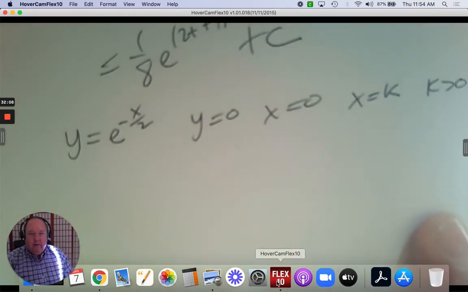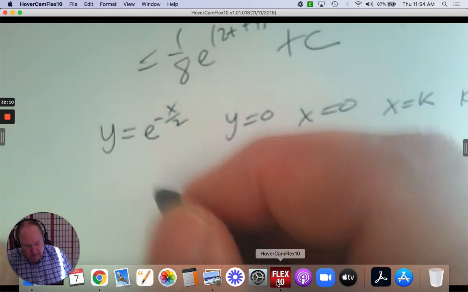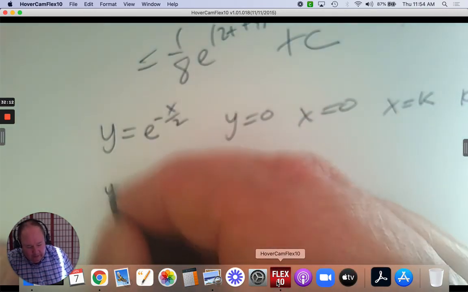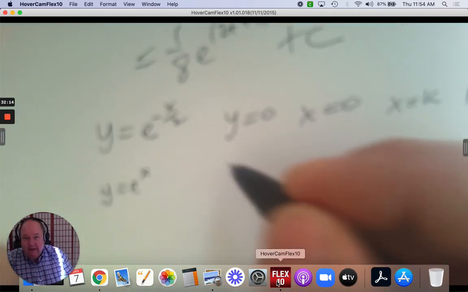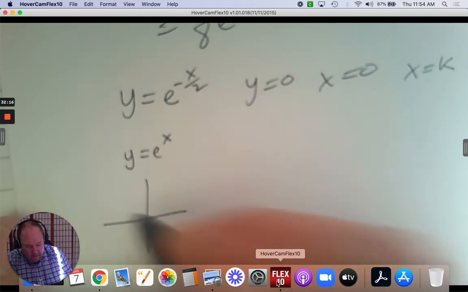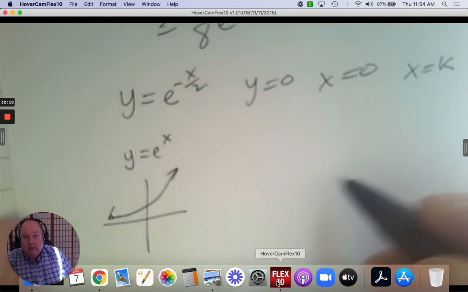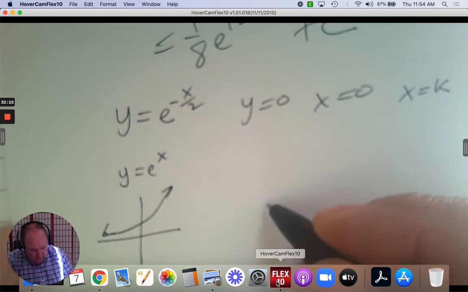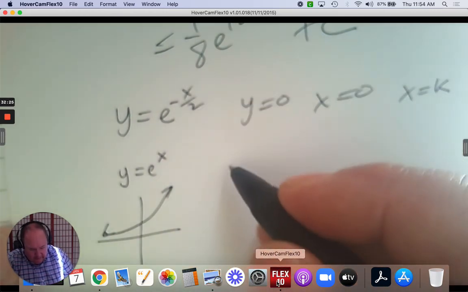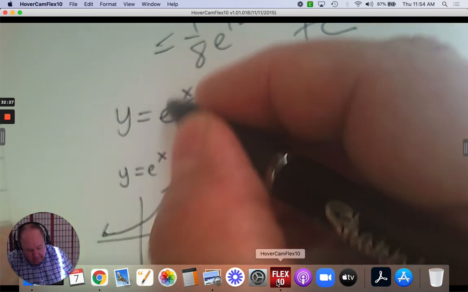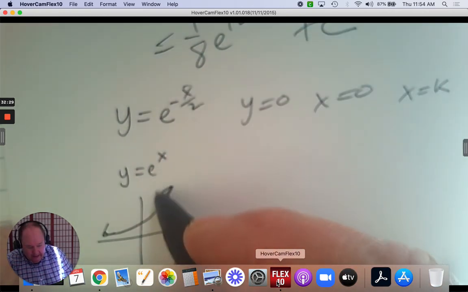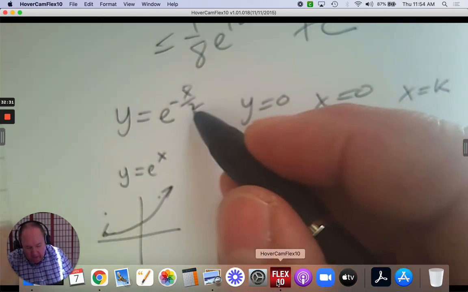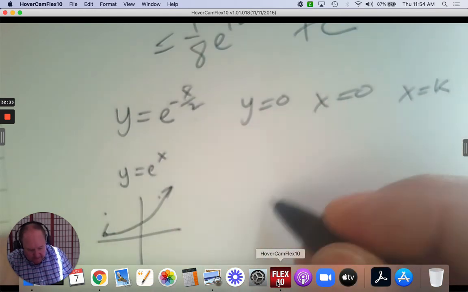All right, so how are we going to sketch this? If I have an understanding of y equals e to the x, then what happens when it's negative x and then divided by 2? What this does to the graph is the negative reflects it, and then all the x values are multiplied by 2.